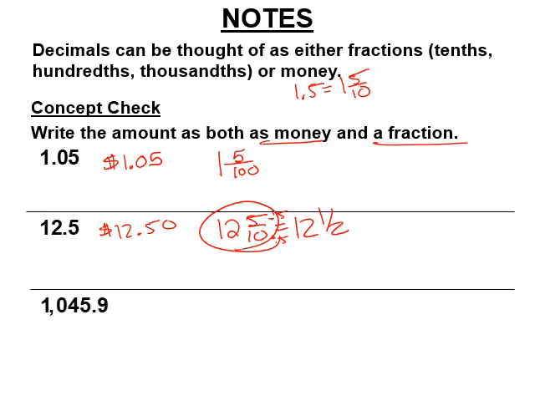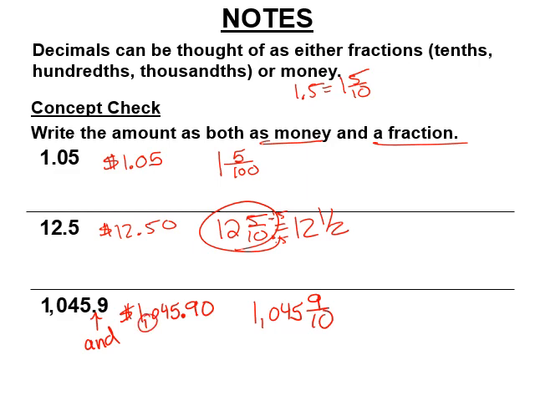So how would you say that as money? Well, as money, it's $1,045.90. As a fraction, it's 1,045 and 9/10. This is where you say "and" in math. It's really the only place. Notice you do not say "and" where that comma is.